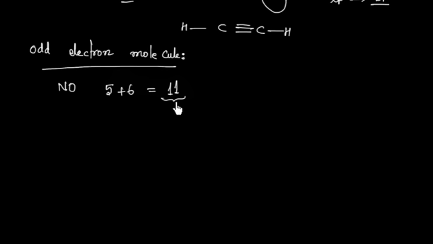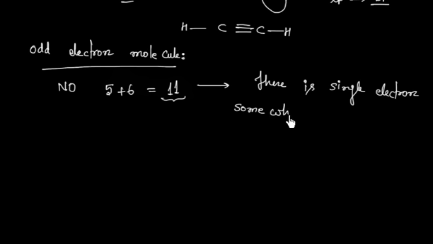So this means I can have a bond pair, which uses 2 electrons. If I use a lone pair, this also includes 2 electrons, but I have an odd number, so this means there should be a single electron somewhere in the molecule. Are you getting it or not? So there is a single electron somewhere.